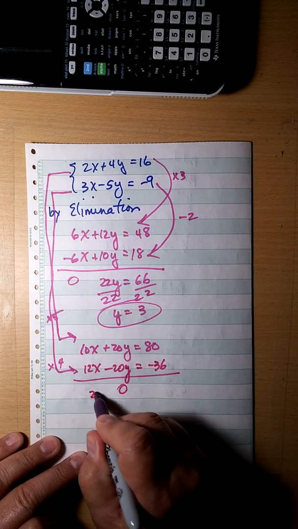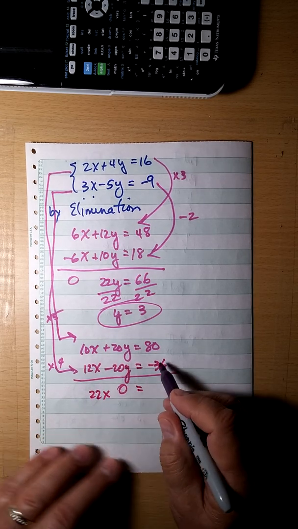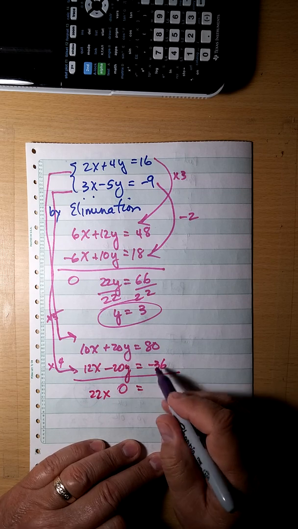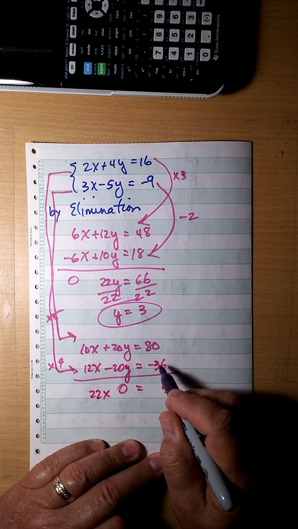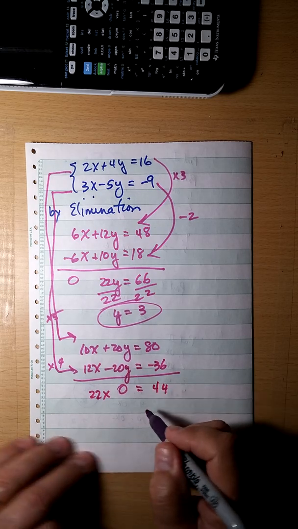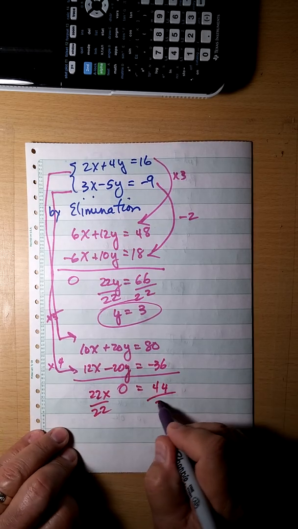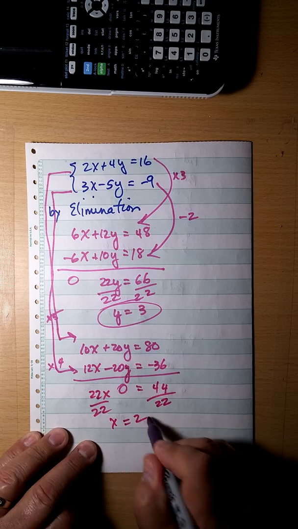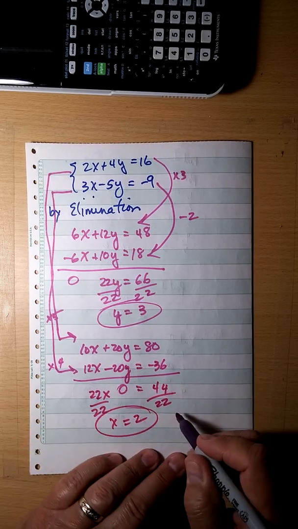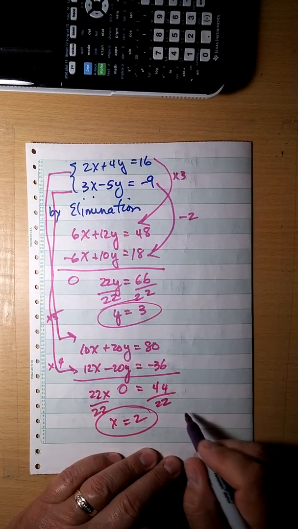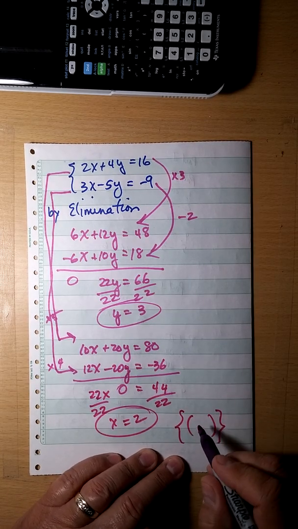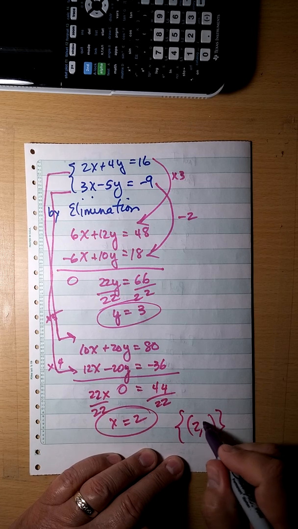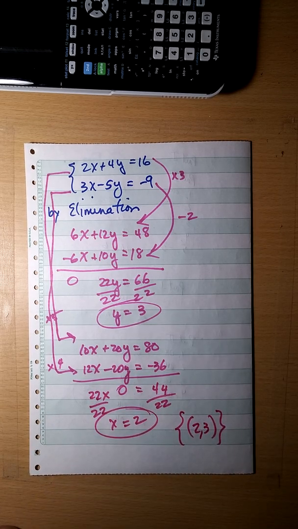So 22x is equal to, now if you subtract 36, you get 10 minus 6 is 4, 7 minus 3 is 4. So divide by 22, and x is equal to 2. Take that along with this, and our set consisting of one point, this is roster notation. The point is (2, 3), and that's how you solve it using elimination.